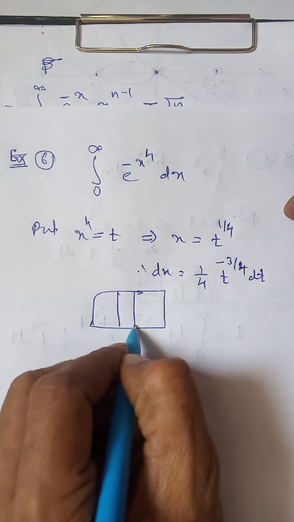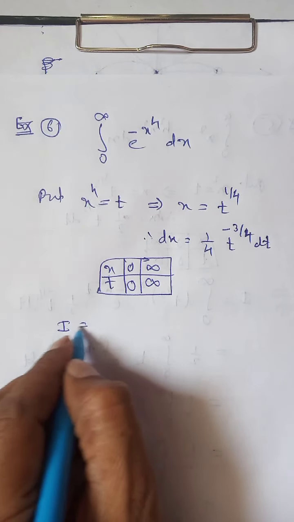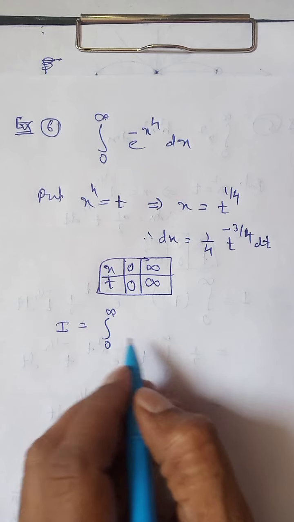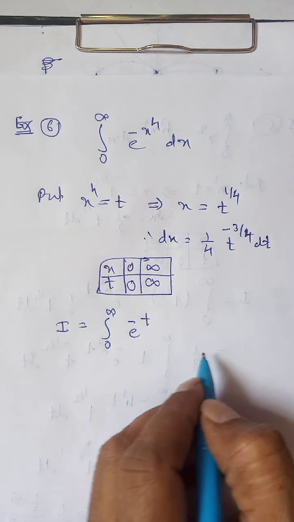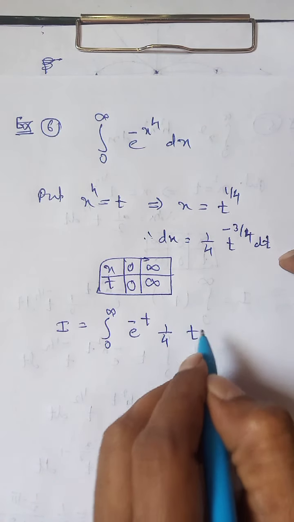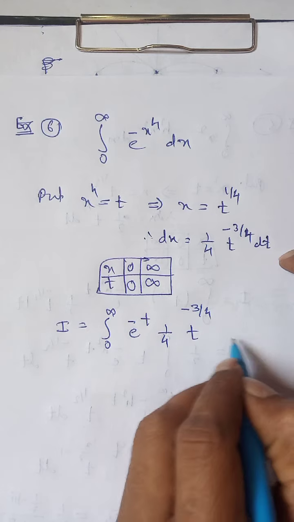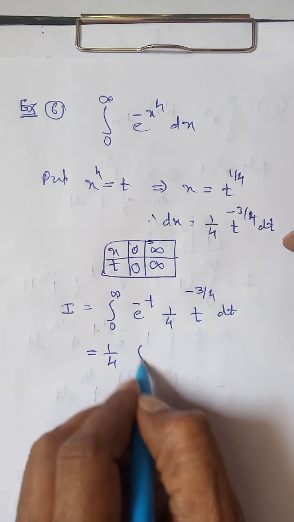So when x is 0, t is 0. When x is infinity, t is infinity. Therefore, this integration is the integral from 0 to infinity of e to the power minus t into dx. dx is 1 by 4 t to the power minus 3 by 4 dt. So take 1 by 4 outside from this integration.